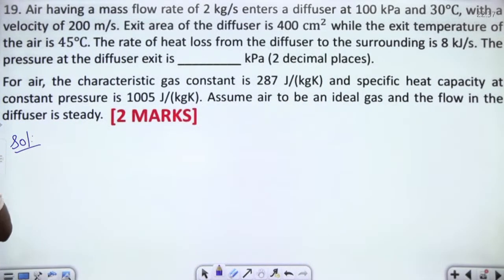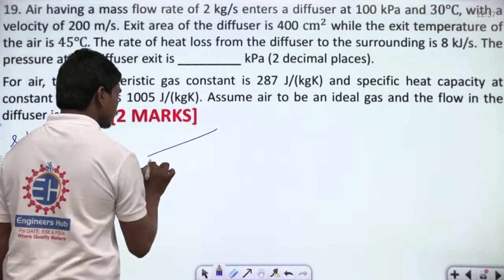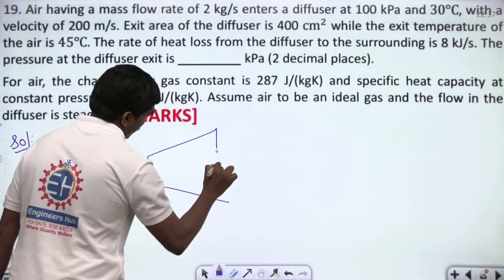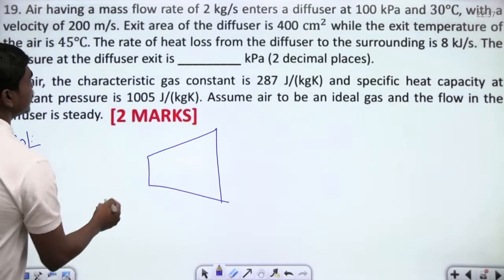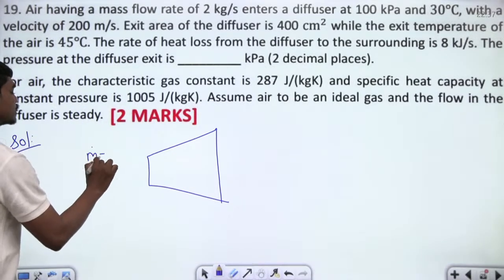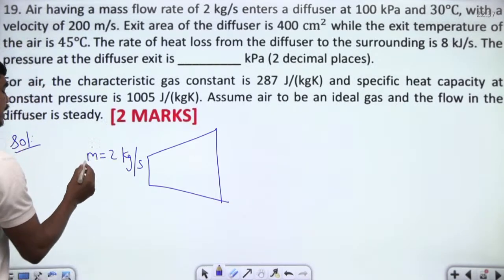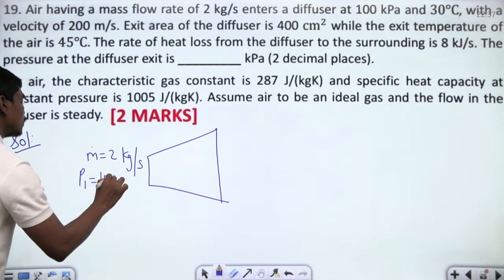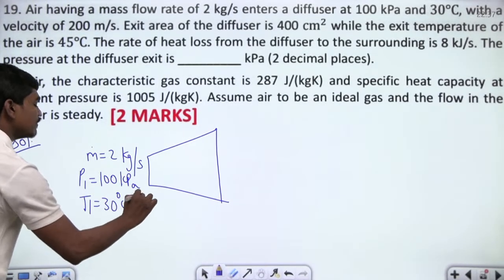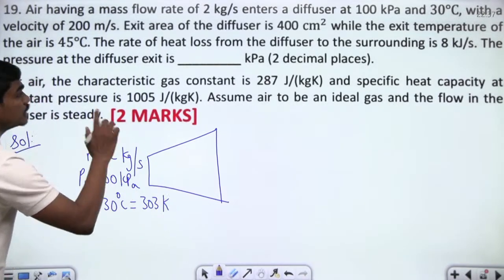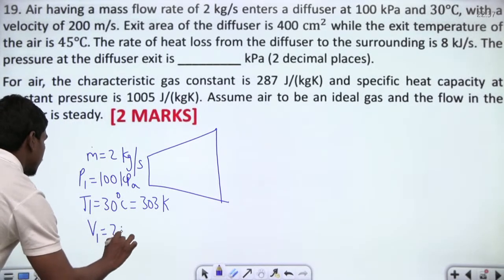19th, air having a mass flow rate of 2 kg per second enters a diffuser. So there is some diffuser, which is an inverse operation of a nozzle. The mass flow rate entering is 2 kg per second, at 100 kilopascals and 30 degrees Celsius. So P1, or P inlet, is equal to 100 kilopascals and T1 is equal to 30 degrees Celsius, which is 273 plus 30, which is 303 Kelvin. This is what we have with a velocity V1 of 200 meters per second.